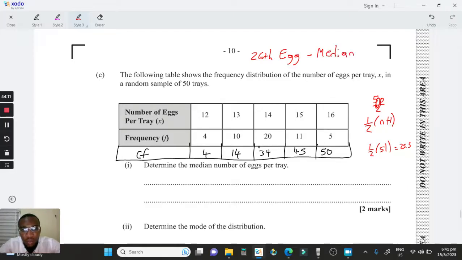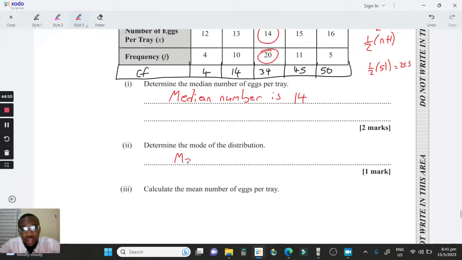Now the 26th egg would be in this group, right? Because remember, this is 14. So from 15 to 34 is there. So in that case, the median number is 14. That's it. So what they're saying is, 4 of them will have 12 eggs, 10 of them with 13 eggs, 20 of them with 14 eggs. The median is 14. Determine the mode, which one occurs the most frequently. The highest frequency we see is 20. So in this case, the mode is 14 eggs.